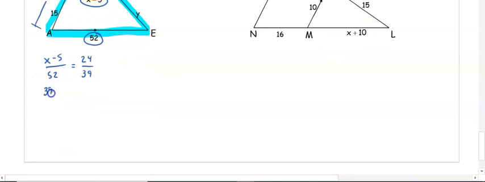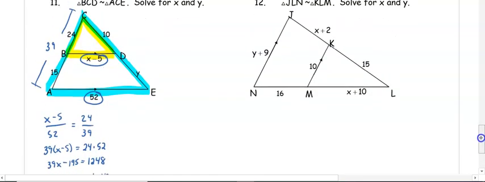So we have 39 times X minus 5 equals 24 times 52. 39X minus 195 is equal to 1,248. We can add 195 to both sides. 39X is equal to 1,443. When we divide, we get X is 37.